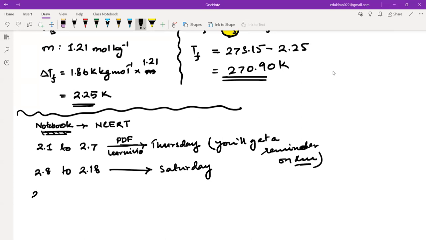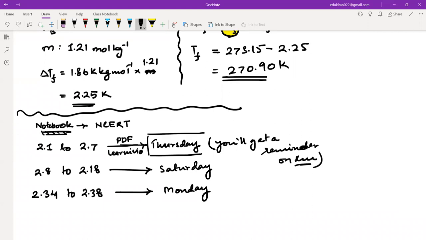Next is 2.34 to 2.38. So you will send these on Monday. And further on, I will tell you guys. Also Thursday, jo aapki class hoti hai, I am not there. I will be traveling on Thursday. That is why this Thursday, that means the date 2nd June, there will be no class, but I will give you some work.